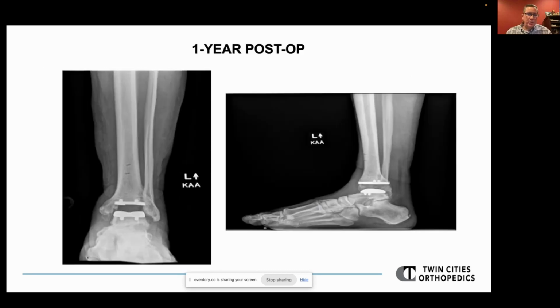So here he is 1 year post-op. Again, walking, he's happy. Looks like we've got good implant coverage. We've got what appears to be good bony ingrowth, no subsidence, obviously. Again, a year out, but hopefully this continues, and he's certainly happy with it now.